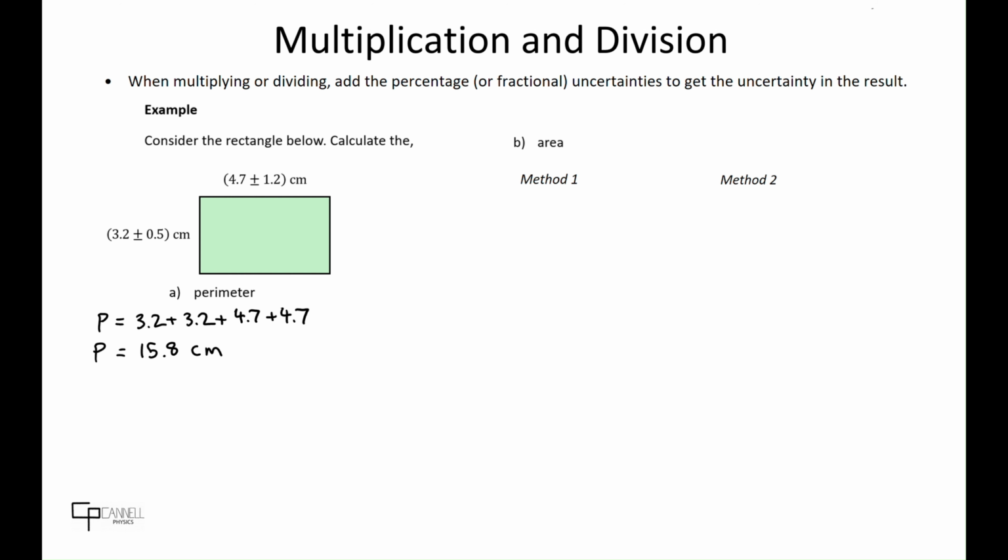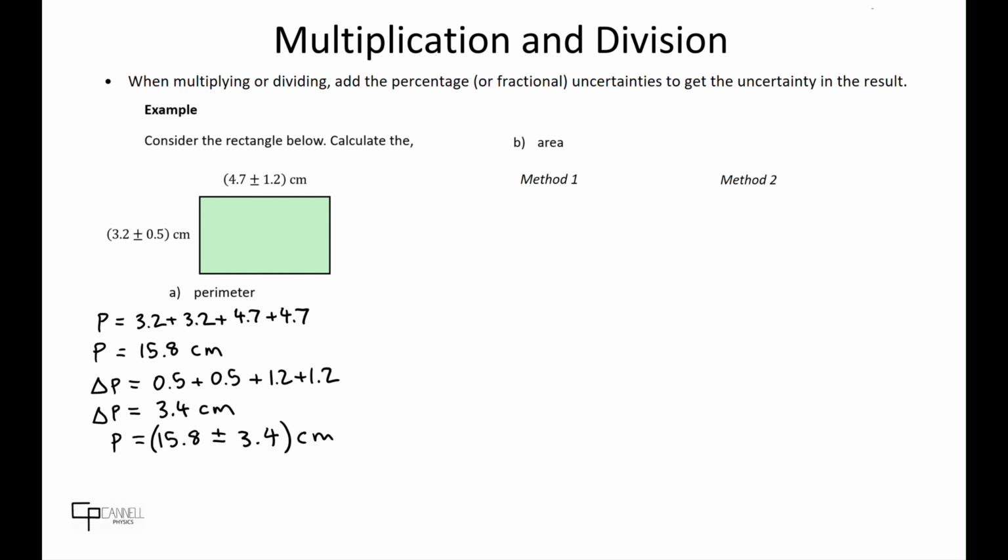So now to calculate the uncertainty in the perimeter, we simply add the uncertainties for all the side lengths, and this equals... So writing this as a final answer, we have 15.8 plus or minus 3.4, and both are in centimeters. But since the first digit is not a 1 or a 2, we must round this uncertainty to one significant figure, and that will dictate the number of decimal places in the perimeter.